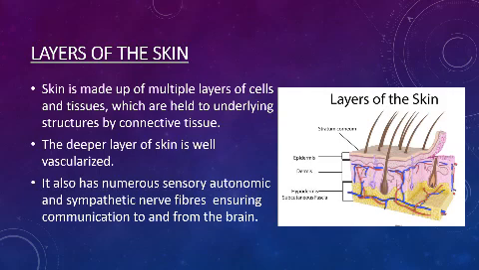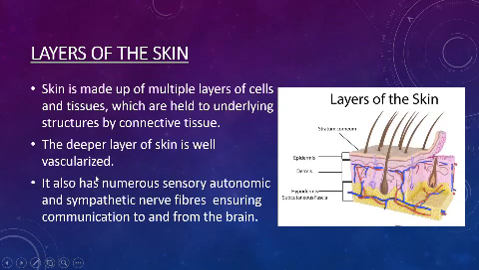Coming to the layers of skin, see the picture here. Skin is made up of multiple layers of cells and tissues which are held to underlying structures by connective tissue. Not only a single layer of cells, the skin is made up of multiple layers. The deeper layer of skin is well vascularized.